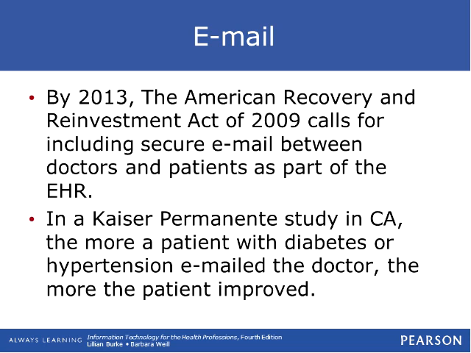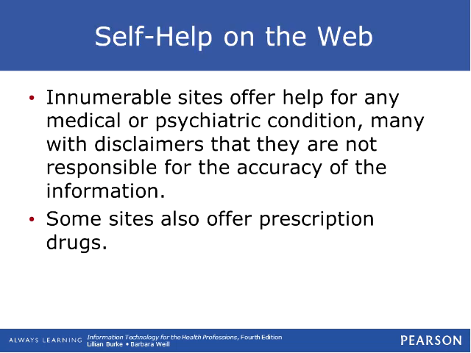By 2013, the American Recovery and Reinvestment Act of 2009 calls for including secure email between doctors and patients as part of the electronic health record. Now, emails may not be secure because they could be seen by other people in some cases. In this case, they're more secure. In the Kaiser Permanente study in California, the more a patient with diabetes or hypertension emailed the doctor, the more improvement that patient had. They had more information to work with, more guidance.